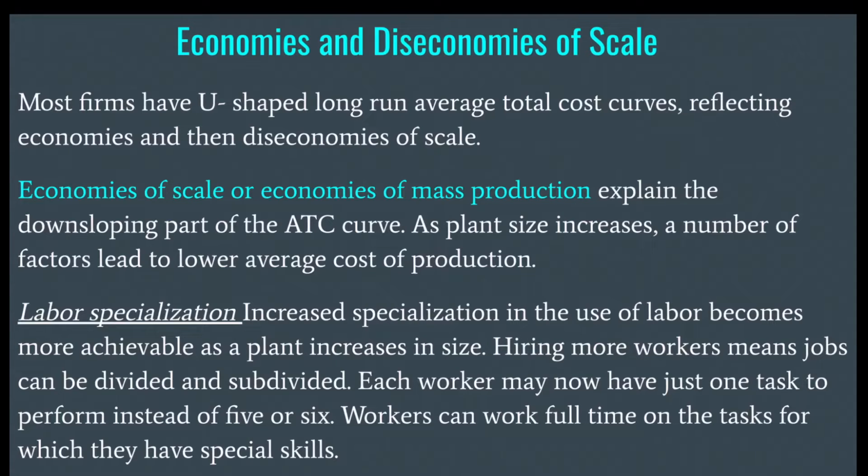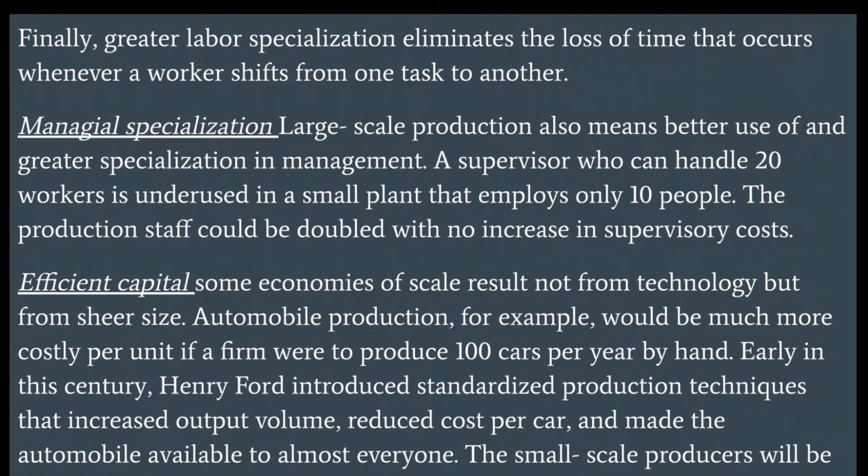First, labor specialization. Increased specialization in the use of labor becomes more achievable as a plant increases in size. Hiring more workers means jobs can be divided and subdivided. Each worker may now have just one task to perform instead of 5 or 6. Workers can work full-time on the tasks for which they have special skills. Finally, greater labor specialization eliminates the loss of time that occurs whenever a worker shifts from one task to another.